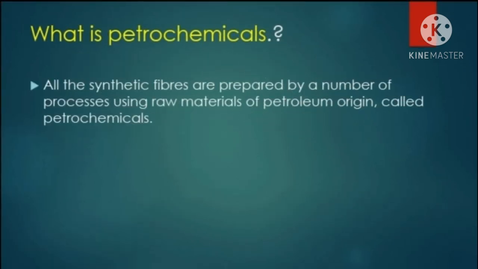After thermoplastic, what is petrochemical? It is a very easy definition. All synthetic fibers are prepared by a number of processes using raw material of petroleum origin, called petrochemicals. For example, synthetic fibers are made by the polymerization method. In polymerization, there are many raw materials. If petroleum is used as a raw material for making synthetic fiber, then this material is known as a petrochemical.